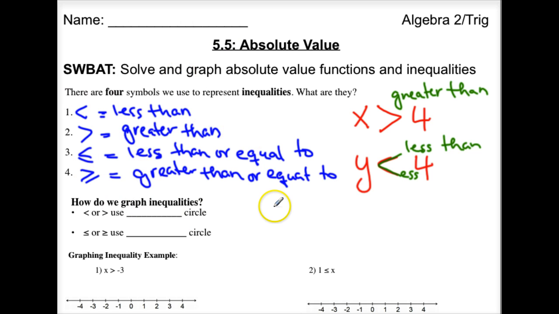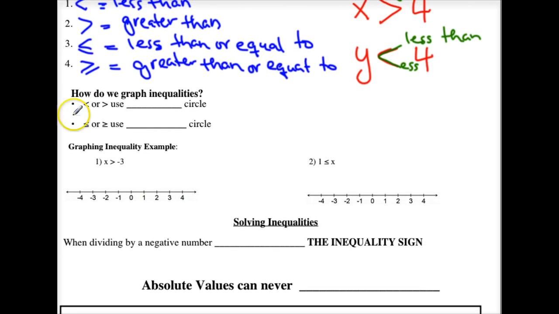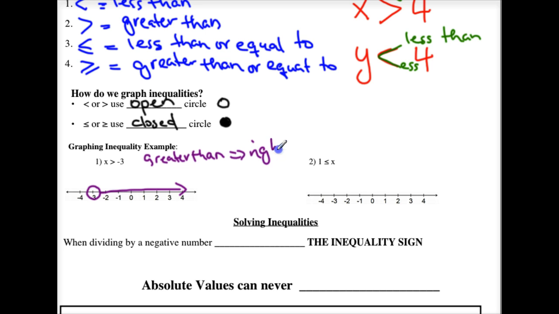Alrighty, how do you graph the inequalities? Many of us should remember from Algebra 1, whenever you're doing less than or greater than, you use an open circle. And when you're having that equal sign at the bottom, you use a closed or a shaded circle, as some of you would call it. Now the first one says, let's just graph really quick. X is greater than negative 3. So at negative 3 is going to be an open circle. Anything greater than goes to the right.